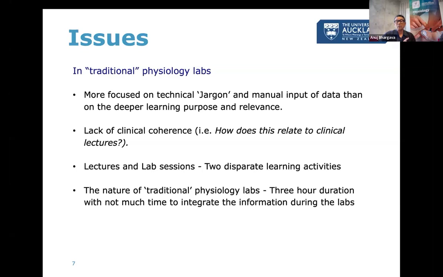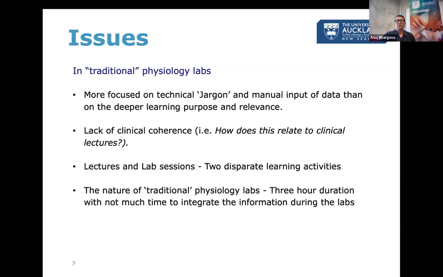As we did our student evaluations, quite a lot of our students found that our focus was more on the jargon and manual input of data, which left very little time for deeper learning, and the relevance of what they were doing was completely lost. Our clinical students found that our labs, the way they were designed, as Louis will explain shortly, lacked clinical coherence. How does it relate to my work in the clinics? How does it relate to when I become a pharmacist? So there's a lack of clinical coherence.